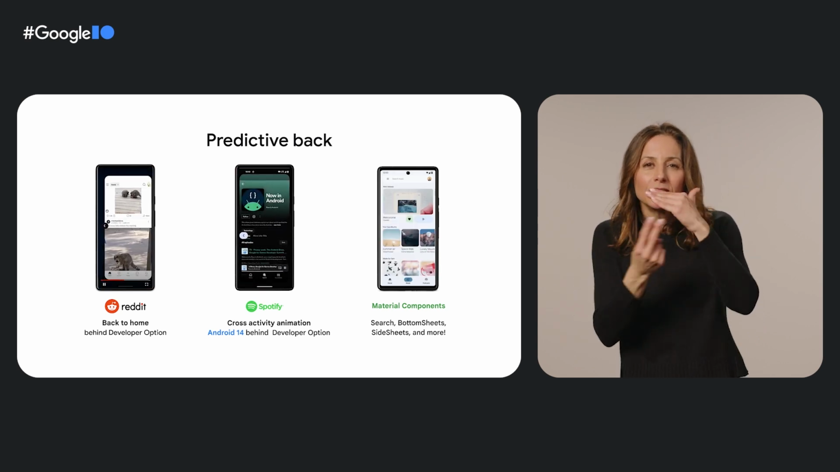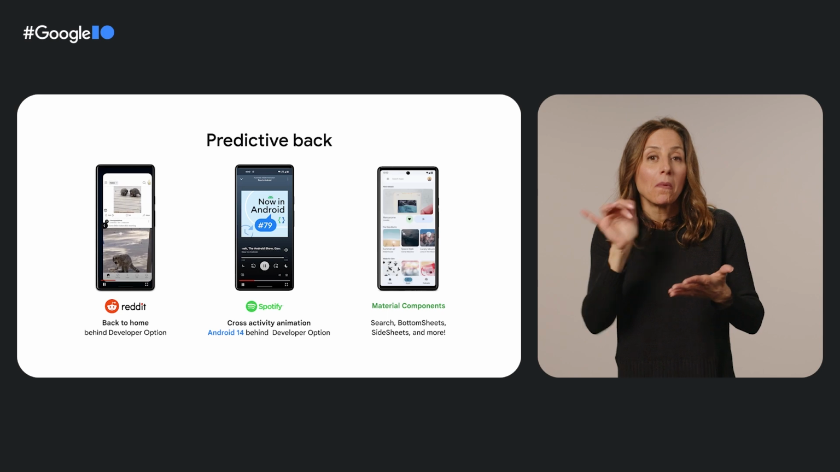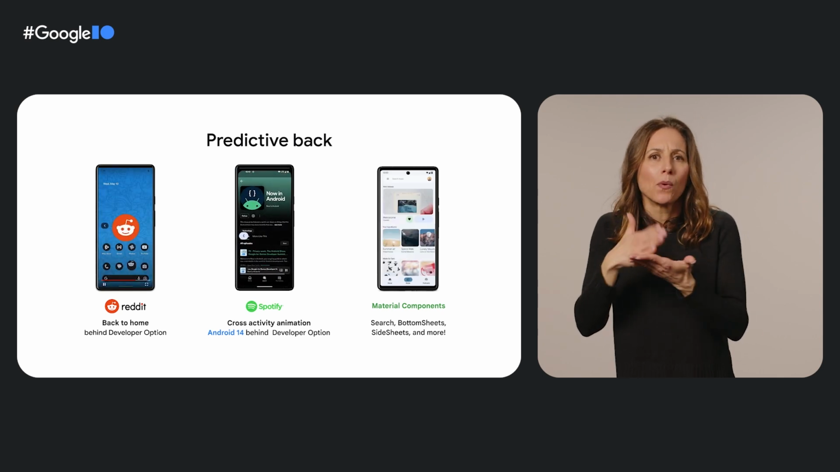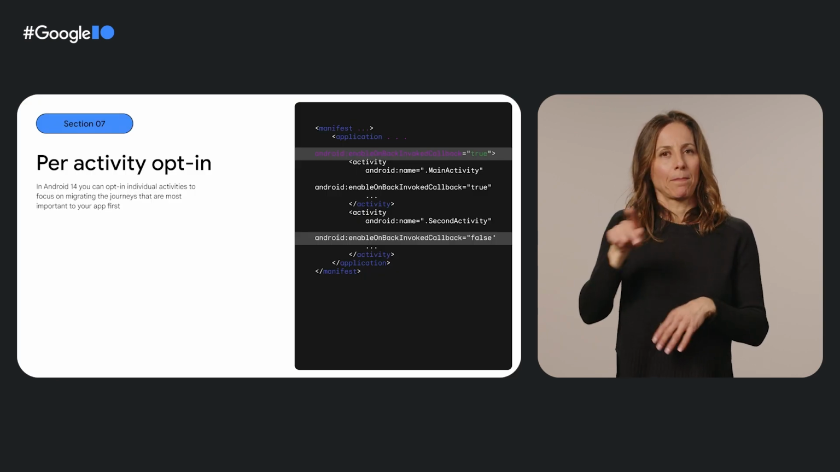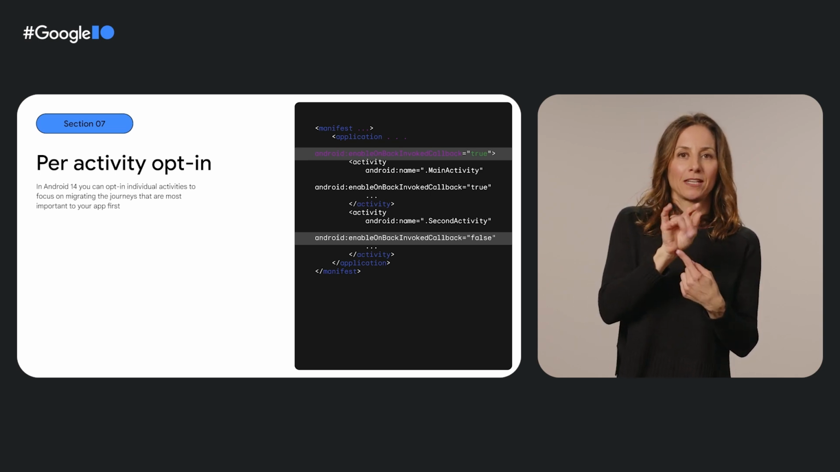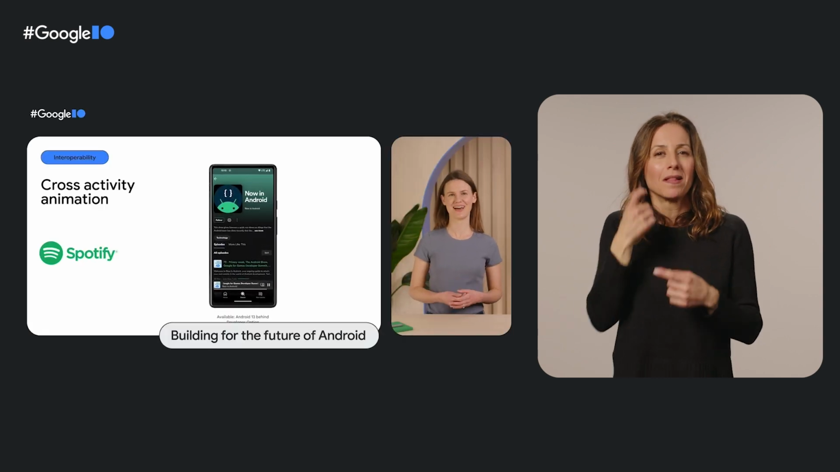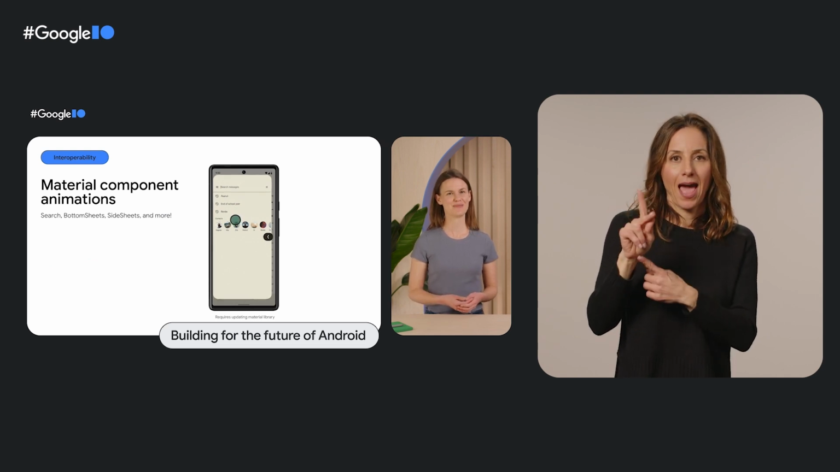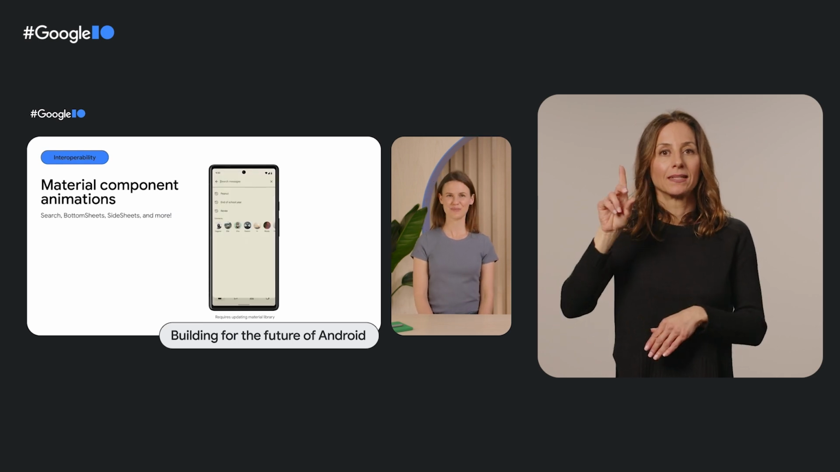In Android 14, we are adding predictive animations to your app with cross-activity animations, as well as having out-of-the-box support for many material components. One cool thing to help you migrate in Android 14 is that you can opt in individual activities, so you can focus on migrating the journeys that are most important to your app first. Opting in gives apps both the back-to-home animation and the cross-activity animation. Simply upgrade your AndroidX activity dependency to the latest version and use BackHandler for Compose or the OnBackPressedCallback with the OnBackPressedDispatcher for views.